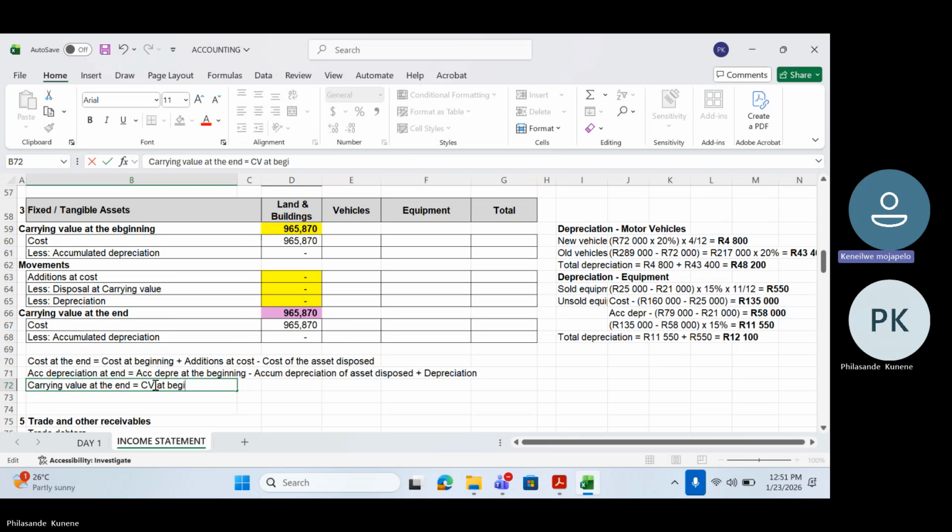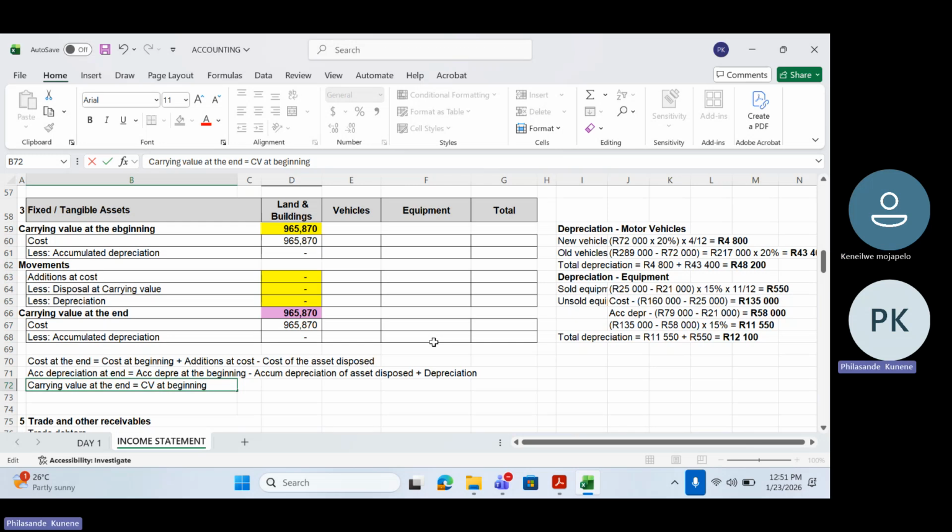I thought it was cost minus accumulated depreciation. Yes, that one is correct. But the carrying value at the end is equal to cost at the end minus accumulated depreciation. It gives you the carrying value at the end. But there is this formula also. You still have to get the same amount, even if you say carrying value at the beginning plus additions minus this, you still have to get the same.